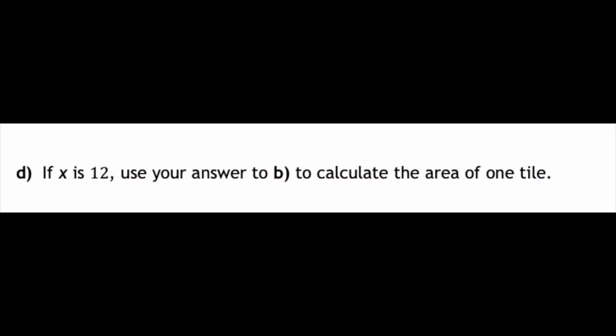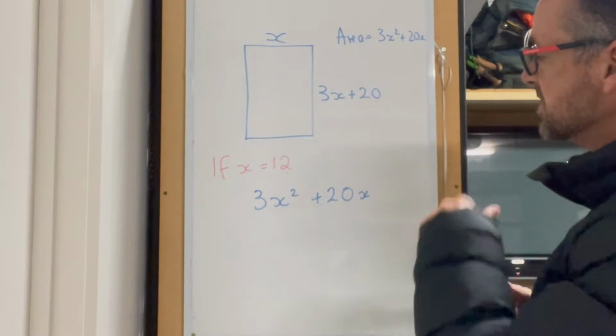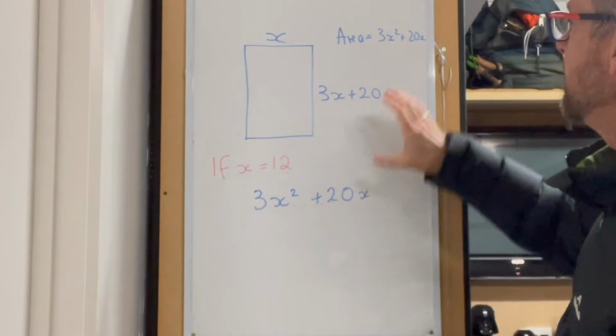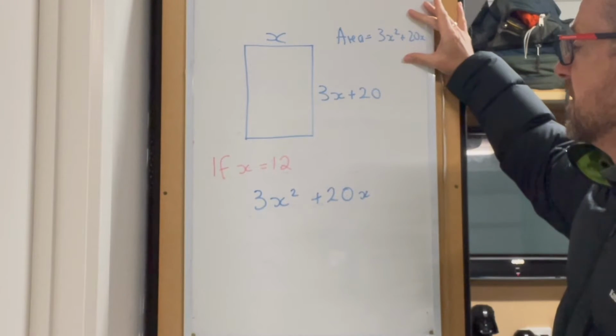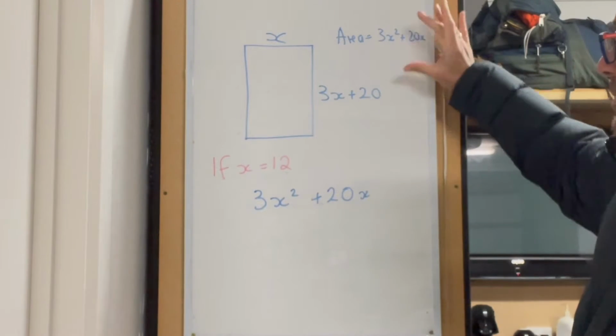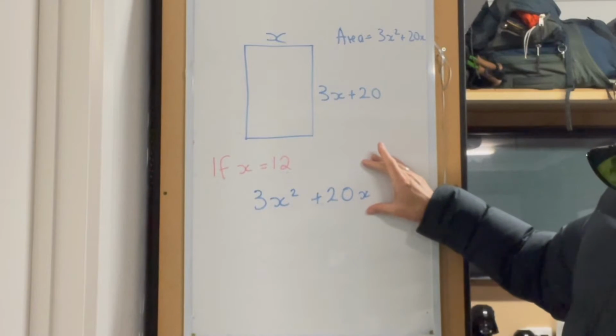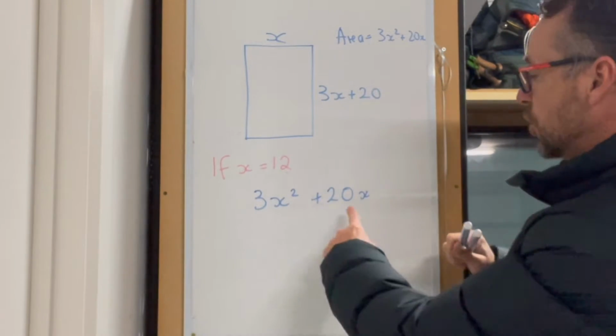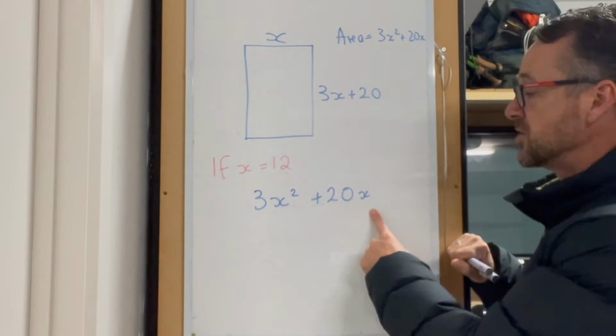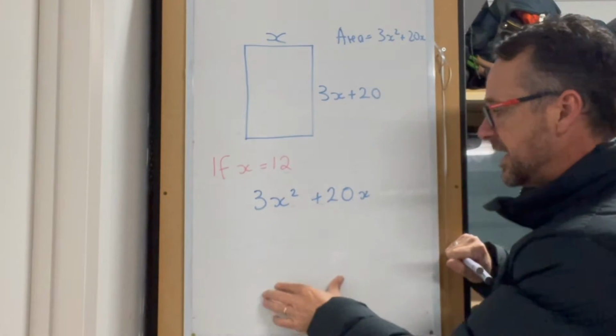Finally, part D asks us to consider that if x equals 12, let's work out the actual area of one of these tiles. So it says one of these tiles, so we can go back to the area expression that we found earlier in the question, and now we just want to substitute in the value of x equals 12. So my advice is always write down the expression first, and then we're going to fill in underneath it.